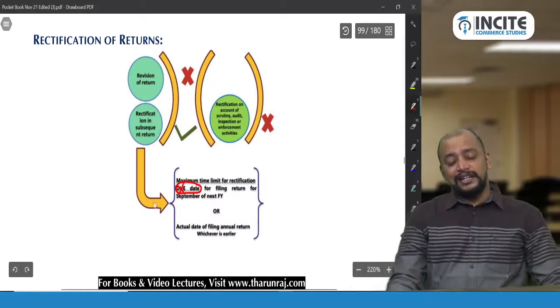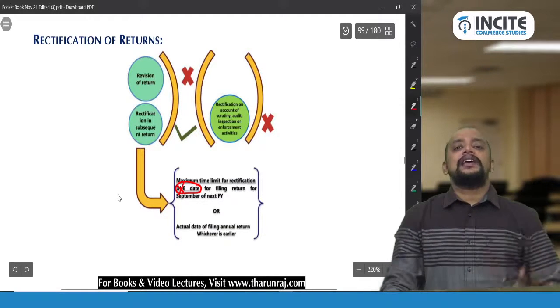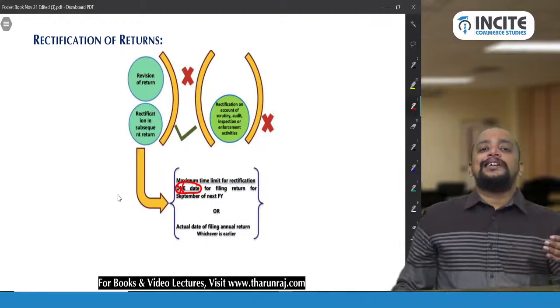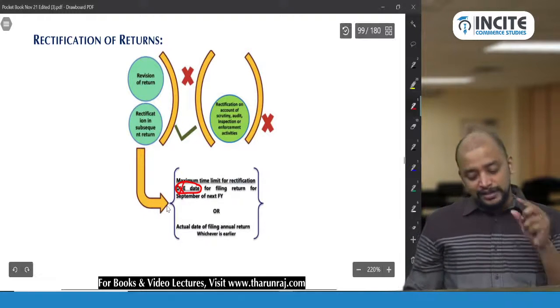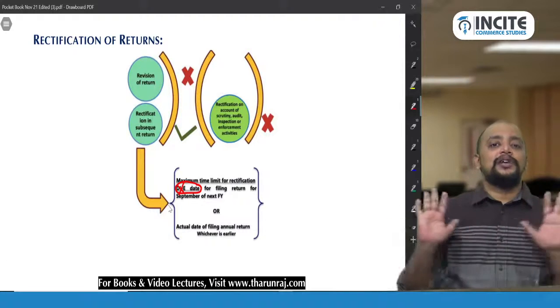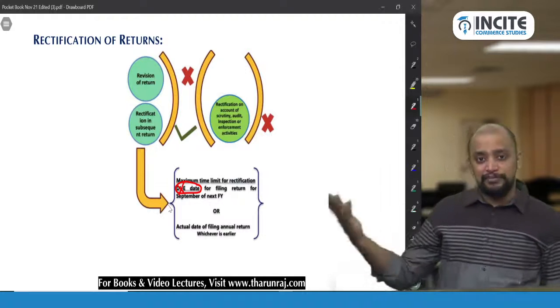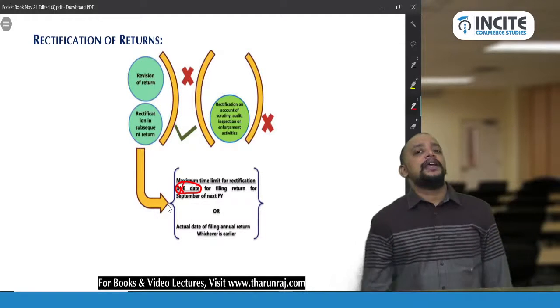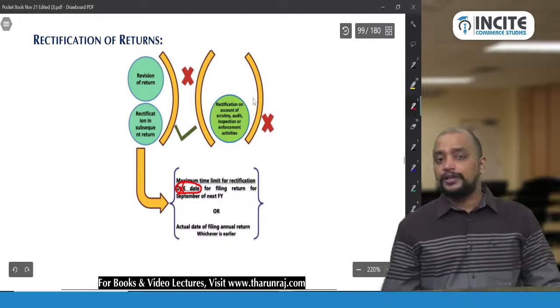But in the study material they gave both. They gave this first and thereafter the other, so we need to interpret it as the actual date. That is as per the ICAI study material also, but the due date is also given. Therefore, remember for the exam: the actual date of filing GSTR 1 of September month of the succeeding financial year or the date of filing the annual return, whichever is earlier, will be taken as the due date for rectification of returns.